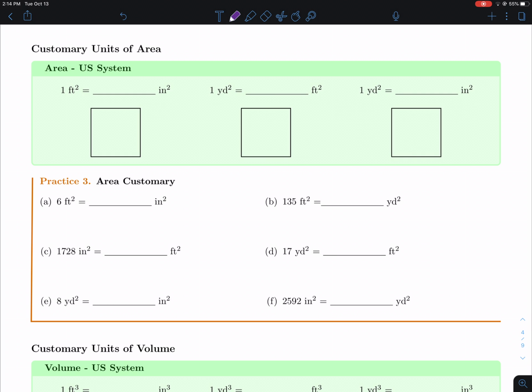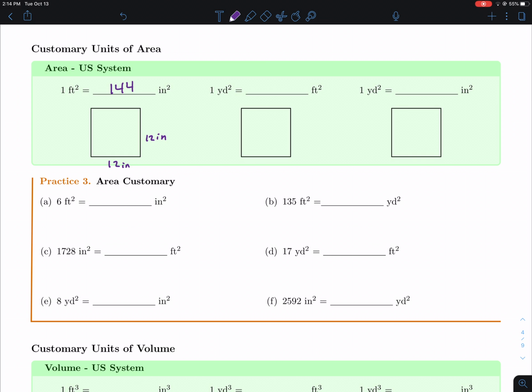And so in this case, we're looking at area, so that's multiplying 2 things together. So like 1 foot squared would be the same thing as if I had 12 inches on this side, 12 inches on that side. So if I multiply them together, that would give me 144 inches squared.